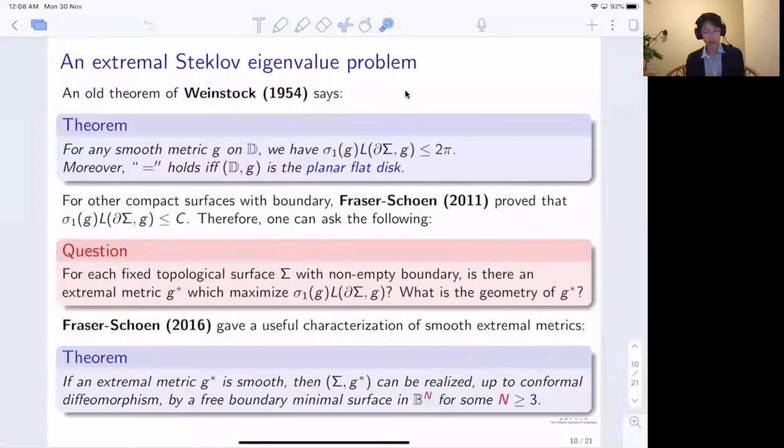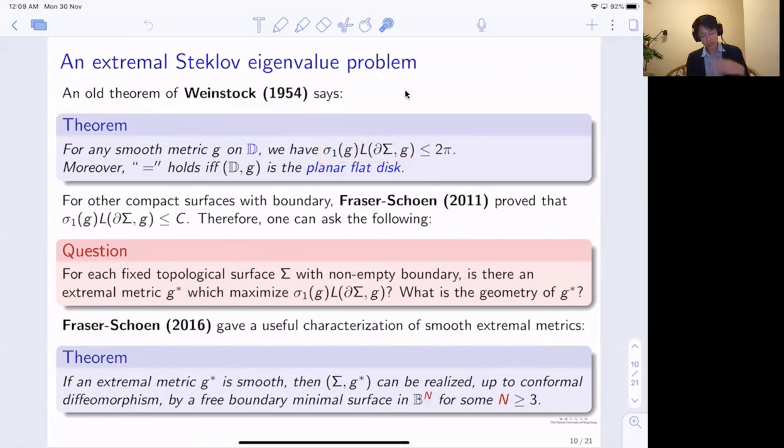In this regard, a very old theorem of Weinstock in 1954 studied this problem on the disk. If we look at all the possible metrics g defined on the disk, and look at sigma 1 suitably normalized, multiplied by the length of the boundary with respect to the metric g just to make it scale invariant, then if you try to maximize sigma 1 up to this normalization, the maximum is equal to 2 pi, which is achieved uniquely by the planar round disk. Sigma 1 is equal to 1 in that case, and the length of the boundary of the round disk is 2 pi.